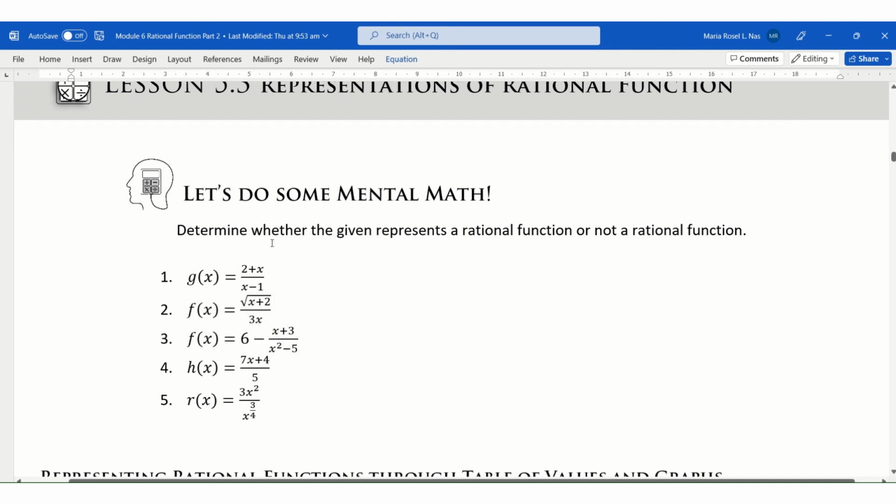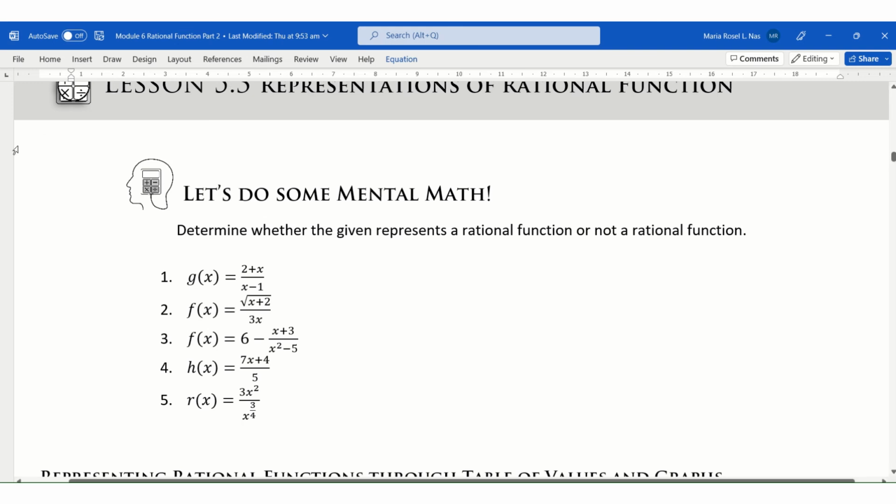Okay, so, for number 1, 2 plus x divided by x minus 1. So 2 plus x is a polynomial, x minus 1 is a polynomial. So therefore, number 1 is a rational function. Number 2, yung numerator natin is a radical function. So therefore, this is not a polynomial, and not a rational function rather.